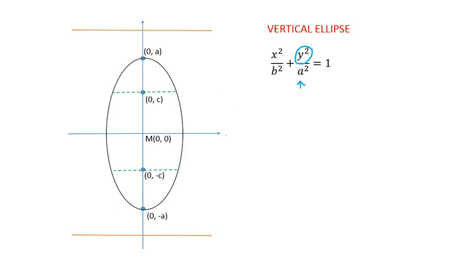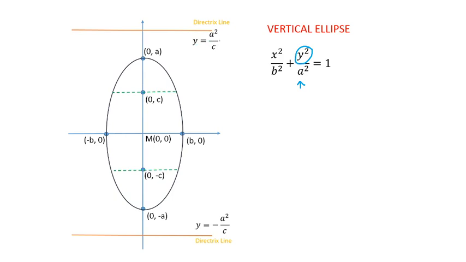Then for the vertical ellipse, you can see it here. The two foci and also the major vertex will lie on the y-axis, or the y-axis later will be the major axis. The minor vertex will lie on the x-axis. The directrix line will be parallel with the x-axis, so that the equation will be y equals.